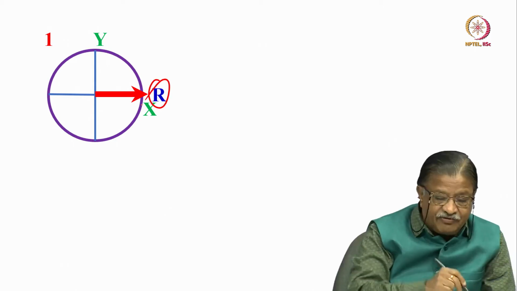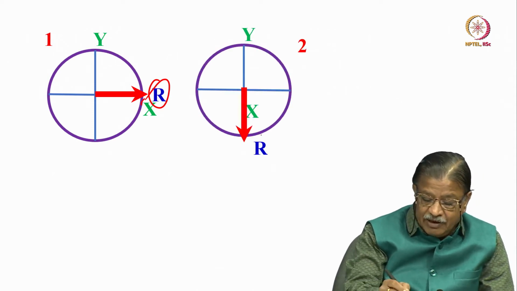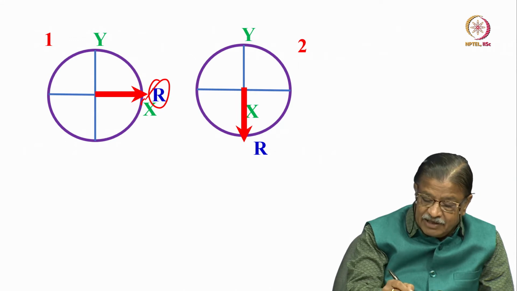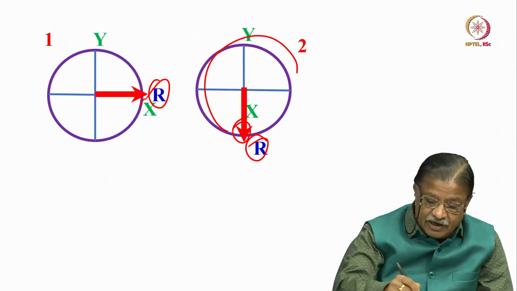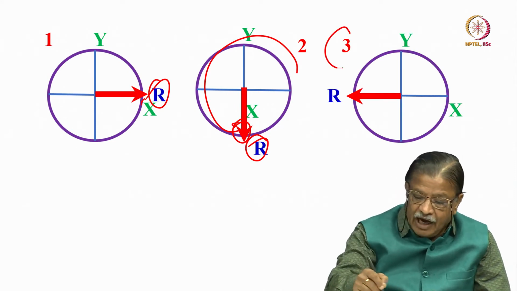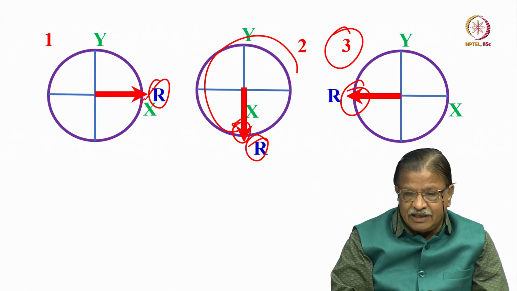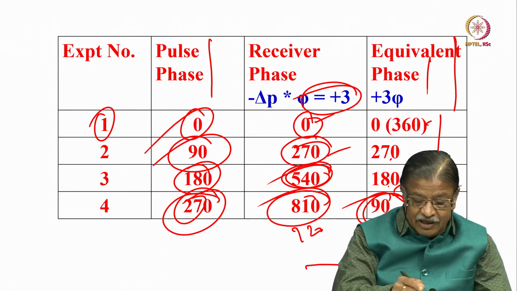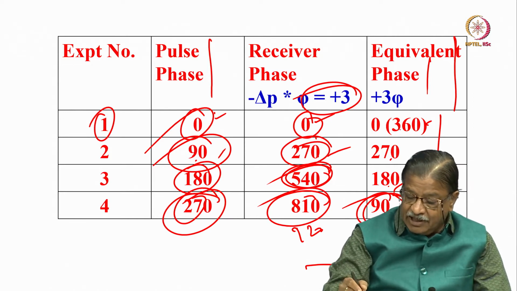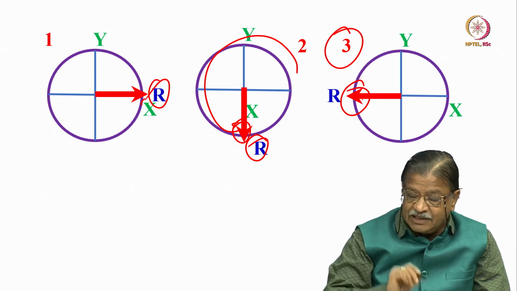Let us say this is the receiver phase here, and also my signal is here. Now when I move this by 3 times, my signal comes here and receiver comes here. It is going like this already. Now I put the signal here. In the third case, what happened? First it was 0, 270, 540, 0, 90, 180, 270. I am changing the pulse phase only by 90 degrees. But this one I am changing 3 times that one. So what is going to happen? In the third case it is like this.